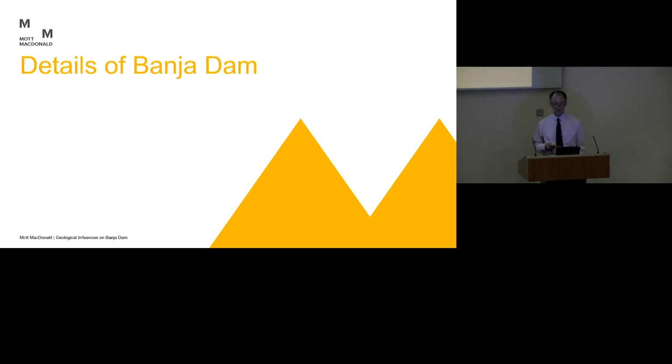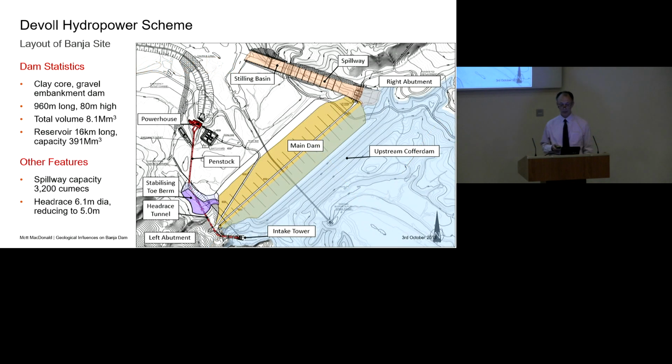So some brief details of the Banja Dam itself. Let's have a look at the overview of the site. It's a clay core gravel embankment dam, some 960 metres long, 80 metres high. Total volume of the dam is something like 8 and a bit million cubic metres. And the reservoir formed by the dam is 16 kilometres long. Some other features, the spillway capacity is some 3,000 cumecs. And the headrace tunnel starts at just over 6 metres diameter and reduces to 5.